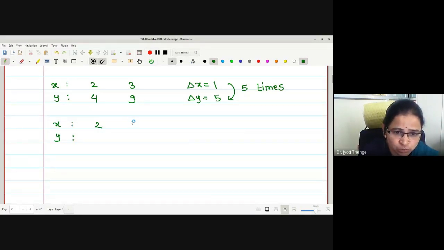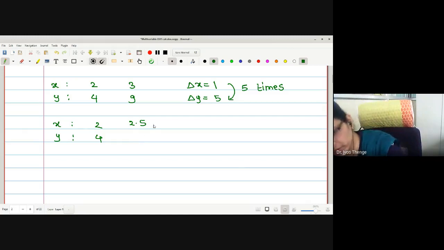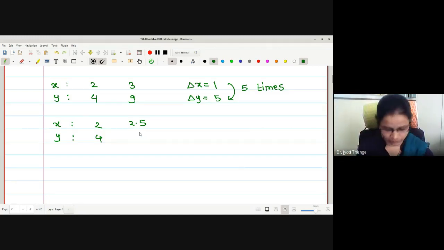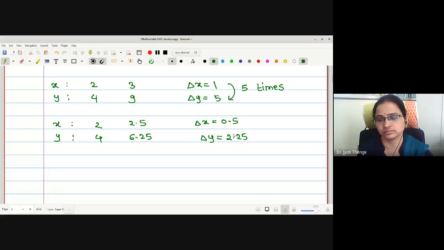Therefore let us take 2 and 2.5. Therefore this is 4 and here, the square of 2.5 is 6.25. Delta x is 0.5. Delta y is 2.25. Correct? How many times is it now?